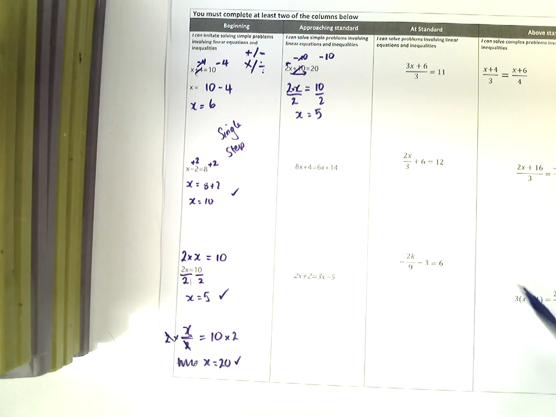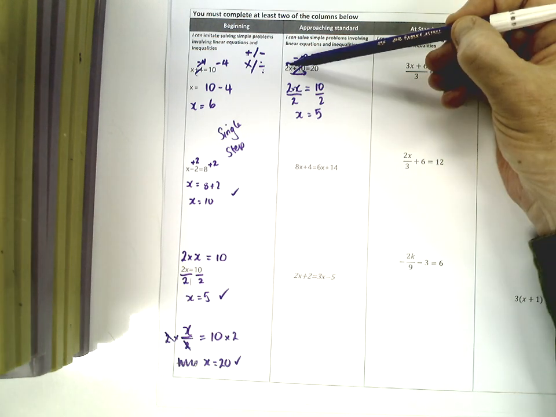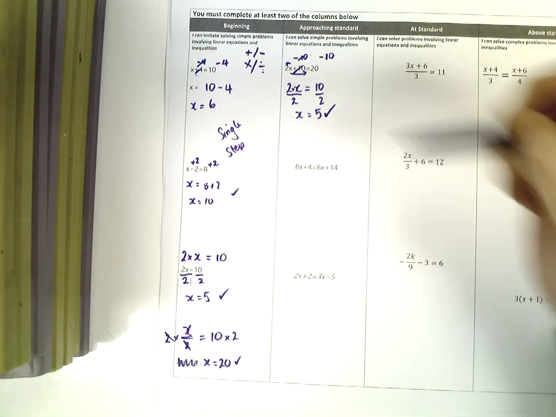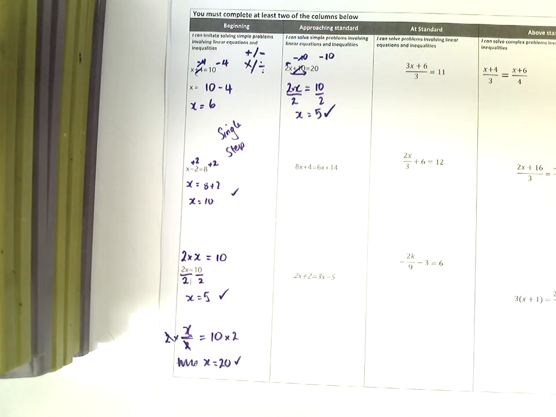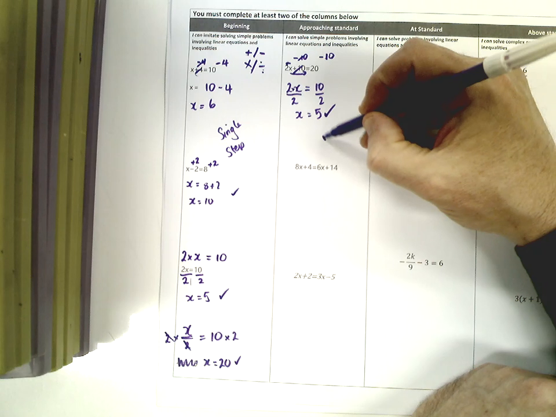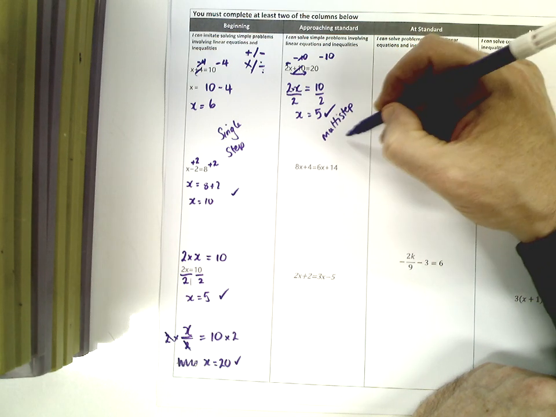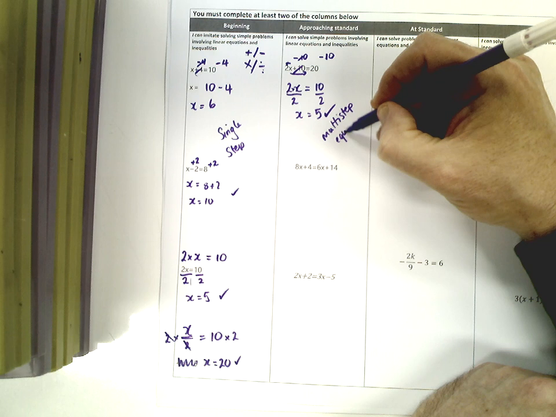Now, I can check this. I can go, well, 2 times 5 is 10, plus another 10 gives me 20. So I'm pretty confident, in fact, I'm sure, that that is my particular answer for that question. Now, that's in there because this is what we call a multi-step equation. Multi-step, because we had to do 2 steps in the equation.